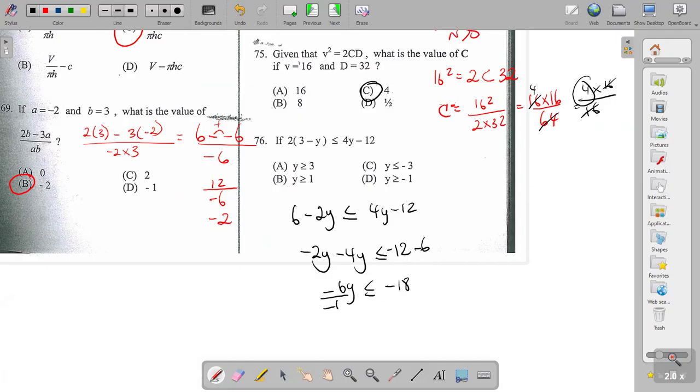So we've got to divide by negative 6. Because we divide by negative 6, the direction of the sign is going to change to the opposite way. So y is greater than or equal to 3. So our answer is A.